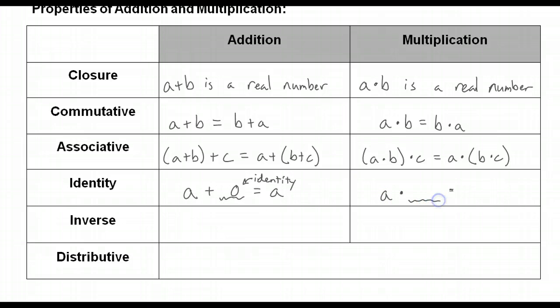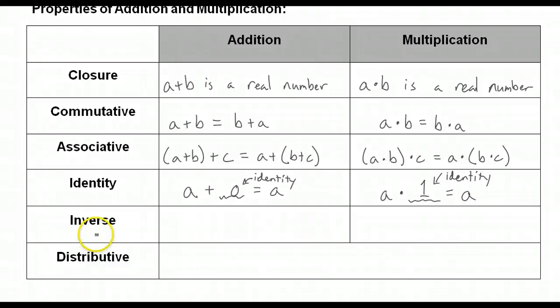In multiplication, when I start with anything, and I multiply by something to get that something back, I need to multiply by the identity. In multiplication, the identity is 1. So the additive identity is 0, and the multiplicative identity is 1.